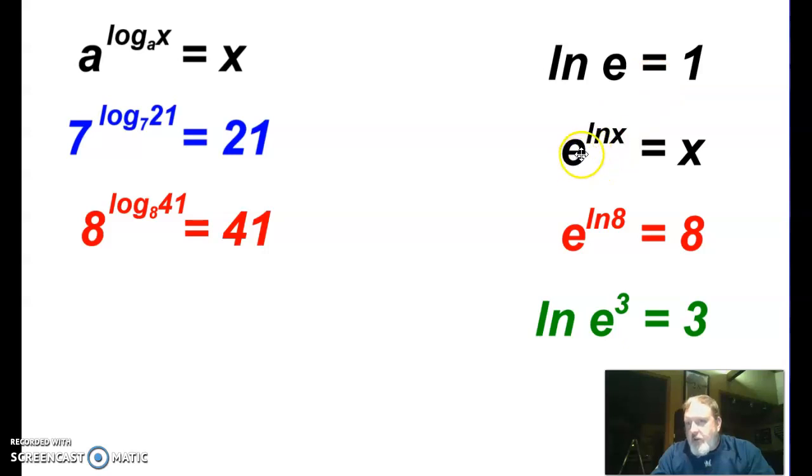So if you flip that around, if you do e to the natural log of a number, then this becomes your answer. So if it was e to the natural log of 8, it equals 8. If it was e to the natural log of 100, it equals 100. And in this case, we know natural log of e is 1. Now we have an exponent, so we put that out front. 3 times 1 is 3.